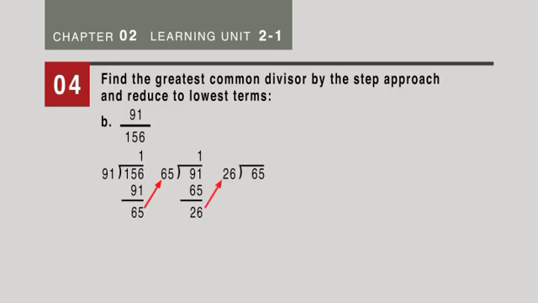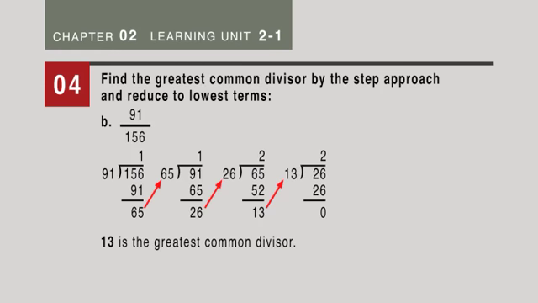26 goes into 65. That goes two times. 26 times 2 is 52. 65 minus 52 leaves you with 13. And 13 goes into 26 2 times. 2 times 13 is 26. 26 minus 26 is 0. So you show that 13 is the greatest common divisor.